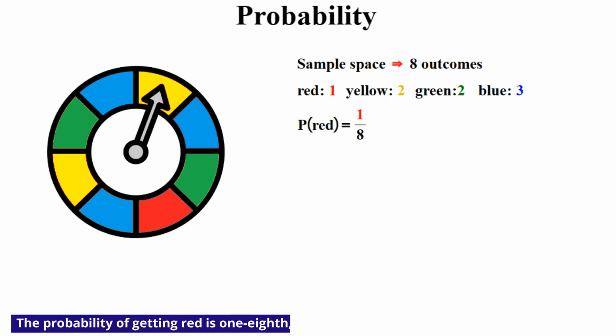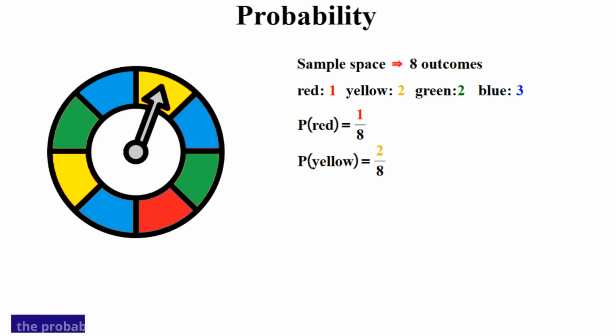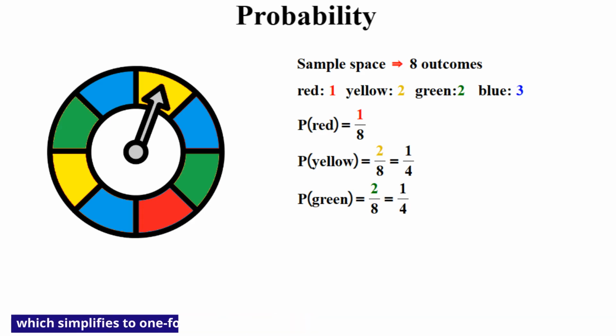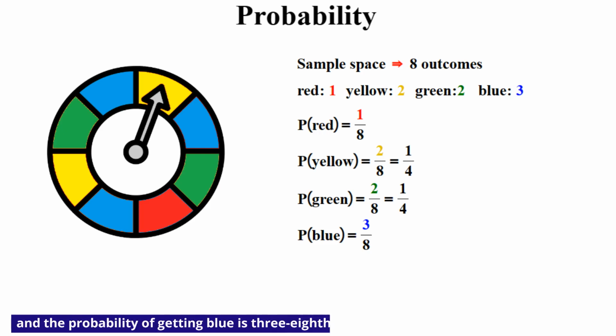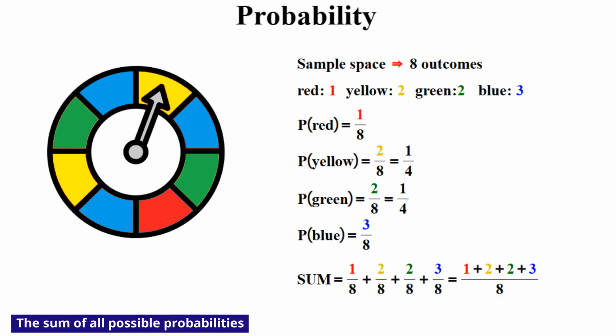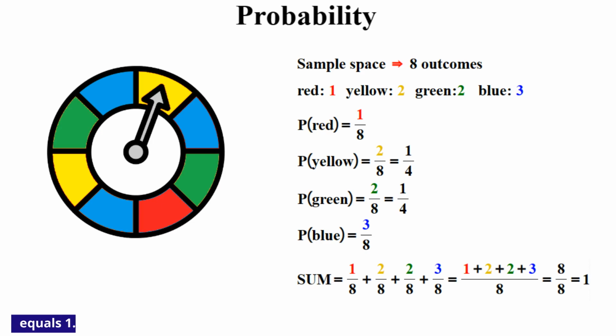The probability of getting red is 1/8. The probability of getting yellow is 2/8, which simplifies to 1/4. The probability of getting green is 2/8, which simplifies to 1/4, and the probability of getting blue is 3/8. What would be the sum of all these probabilities? That's correct. The sum of all possible probabilities equals 1.